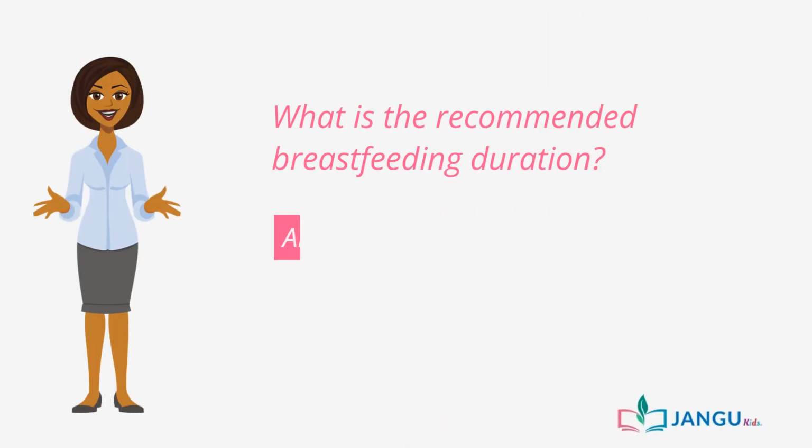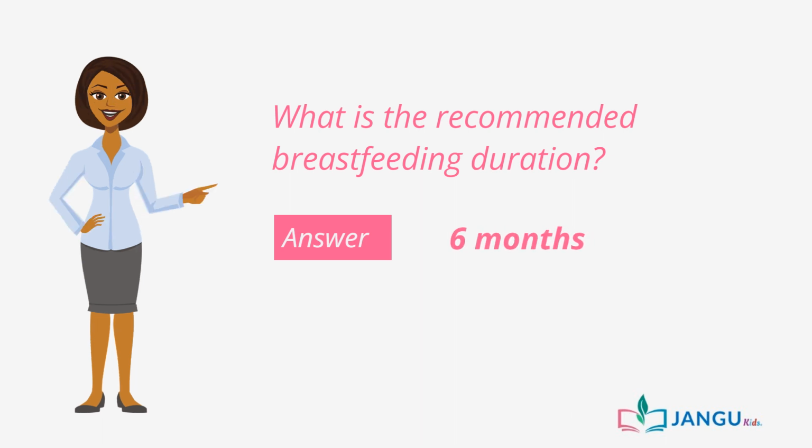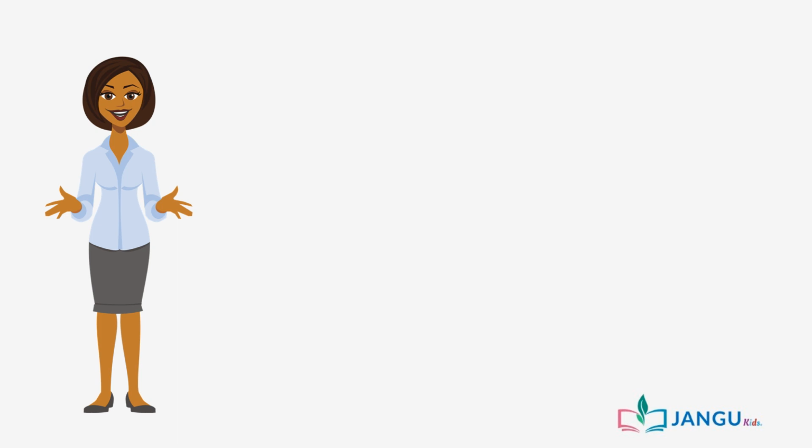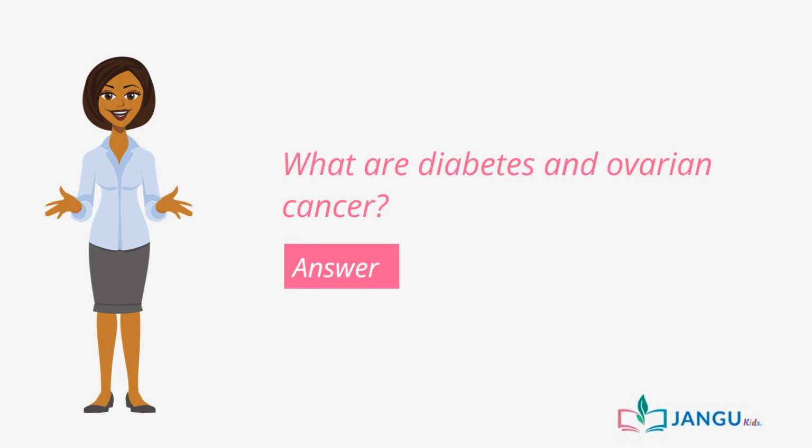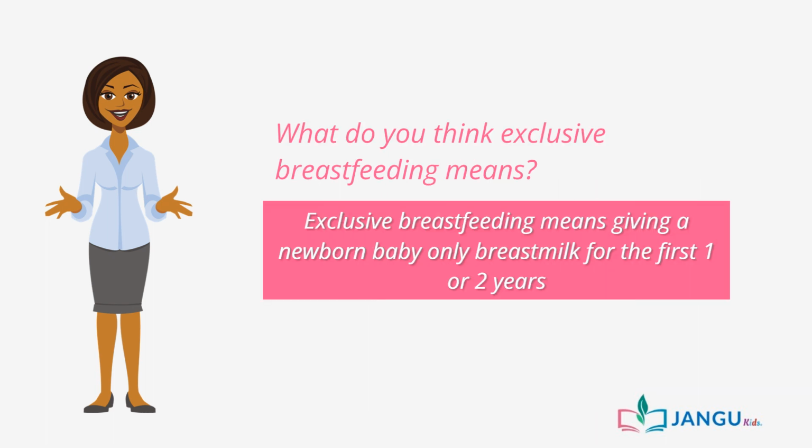Okay, the answer to the first question is 6 months. The statement, however, nearly 2 out of 3 infants are not exclusively breastfed for the recommended 6 months, a rate that has not improved in 2 decades, proves it. For question 2, the author was trying to educate readers about the benefits of breastfeeding. The answer to question 3 is diseases. Ovarian cancer, diabetes are diseases. And finally, exclusive breastfeeding means giving a newborn baby only breast milk for the first 1 or 2 years.